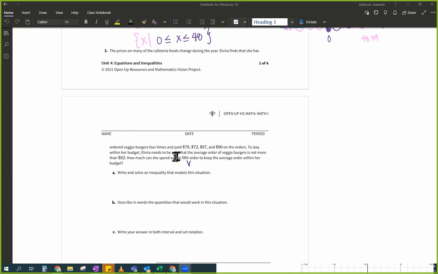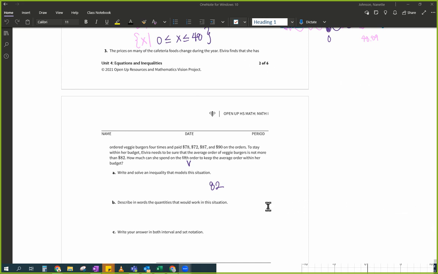So you're going to do exactly what your classmate said. She said the average means you're going to add all the numbers and then divide by the number of numbers that you have. And then that needs to be no more than $82. So clearly I'm going to have 82 on this side, and then some equation on this side. Can you pause really quick and come up with an equation for me? Once you do that, can you start solving the equation and then work on B and C, writing the answer in words and then writing the answer in both set and interval notation?